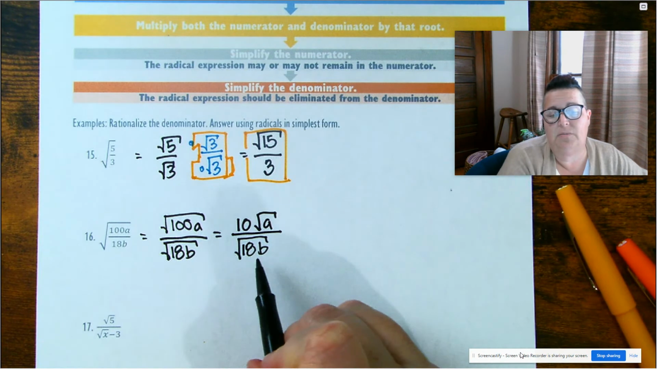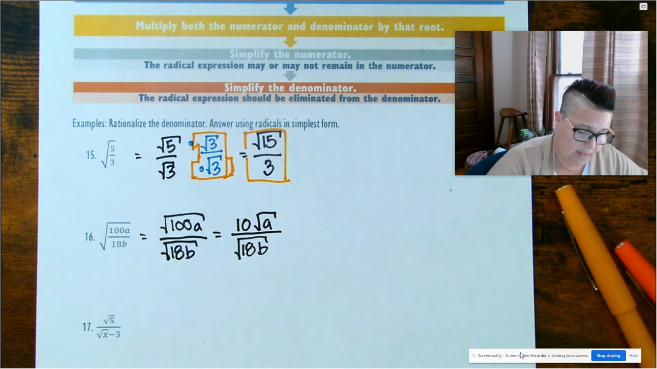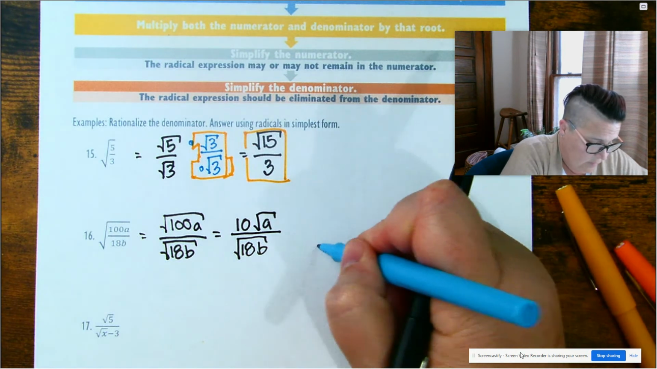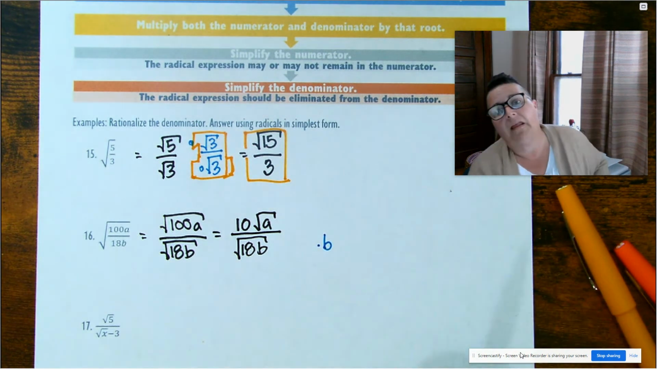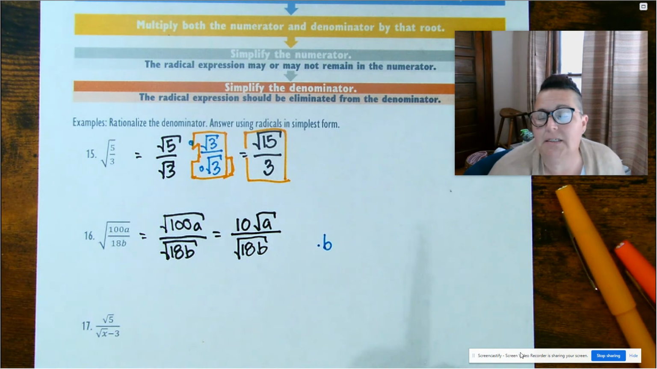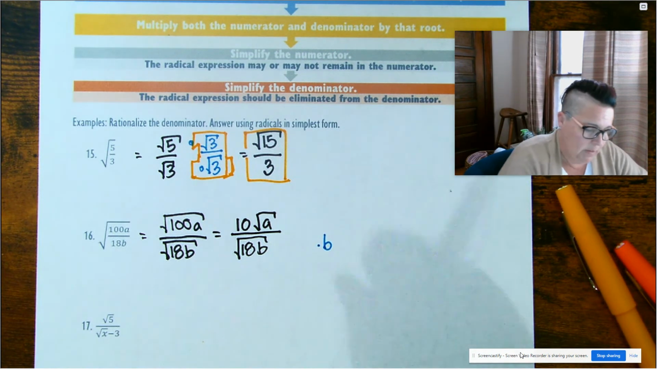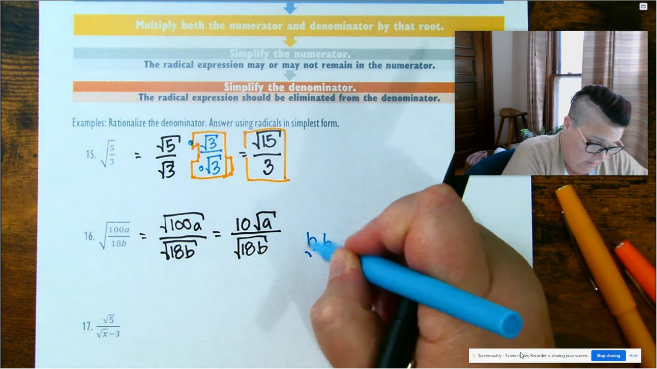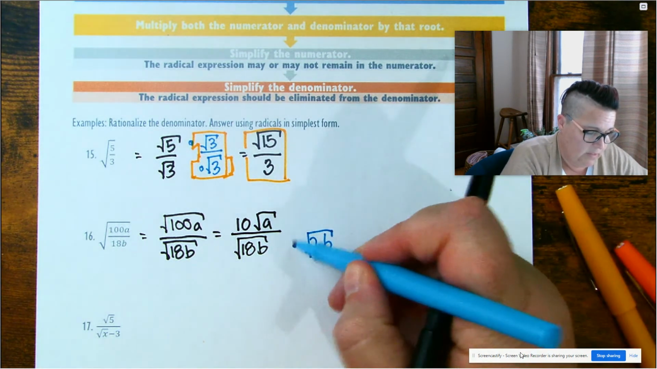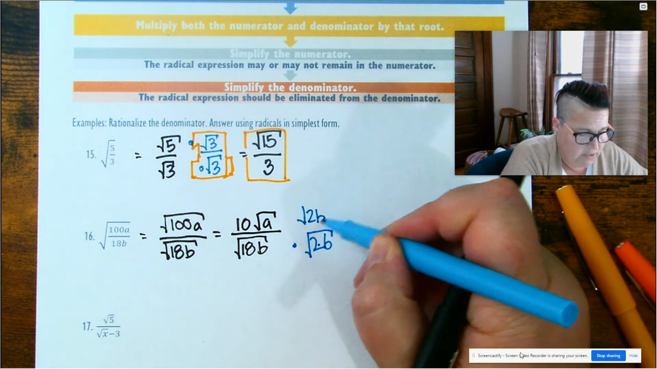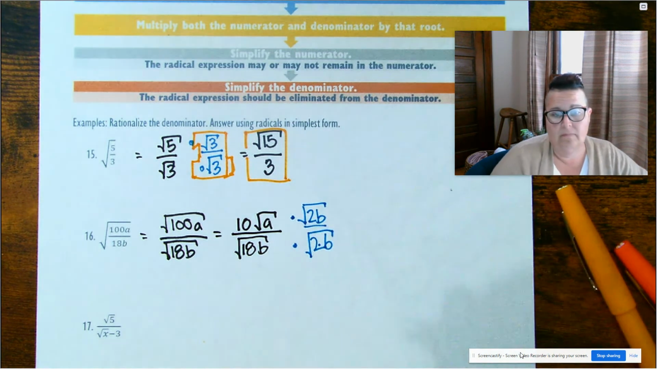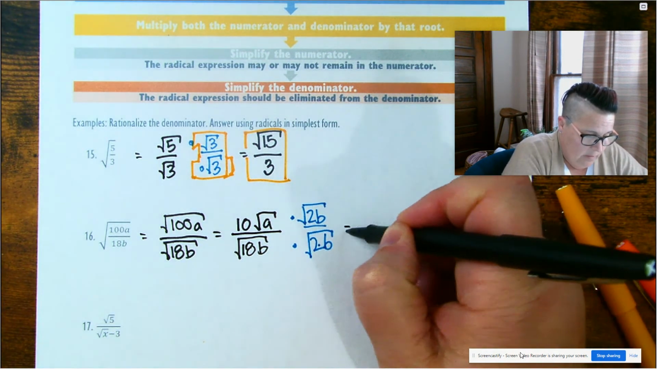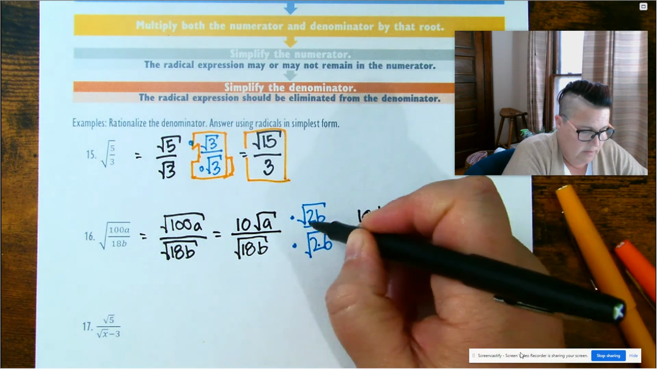If I want this to be a perfect square, I'm going to need to multiply by another b to get b squared. So I'm going to need a b. Now, what can I multiply 18 by to get a perfect square? I happen to know that 18 times 2 is 36, so 36 is a perfect square. So I'm going to multiply both the denominator and the numerator by 2b. It's the same as multiplying by 1, so I'm not changing the value. But what does happen is I will get 10 square roots of 2ab.